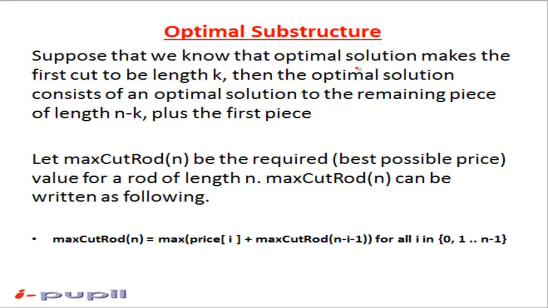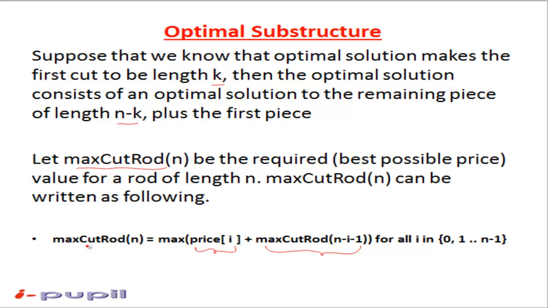Next, we look at the optimal substructure of the problem. Suppose that we know the optimal solution makes the first cut to be of length k. Then the optimal solution consists of an optimal solution to the remaining piece of length n minus k plus the first piece. That is, let max cut rod n be the required best possible price value for a rod of length n. It is written as follows: max cut rod n is equal to maximum of price of i plus max cut rod of n minus i minus 1 for all i in 0 to n minus 1.